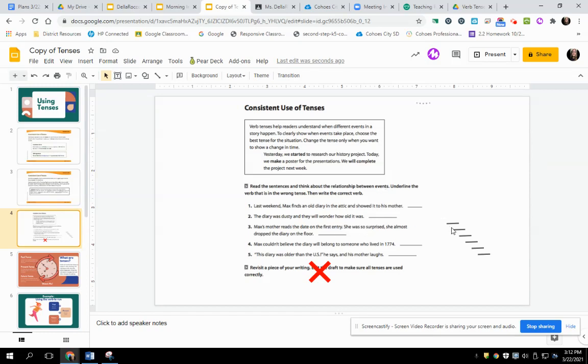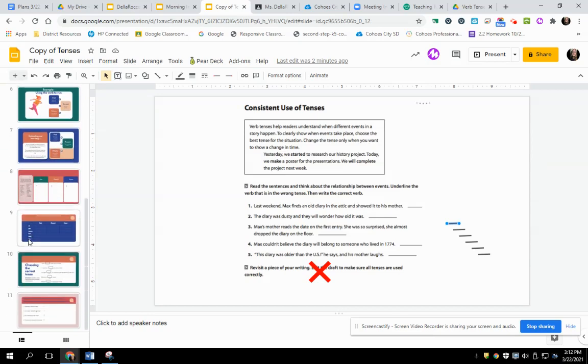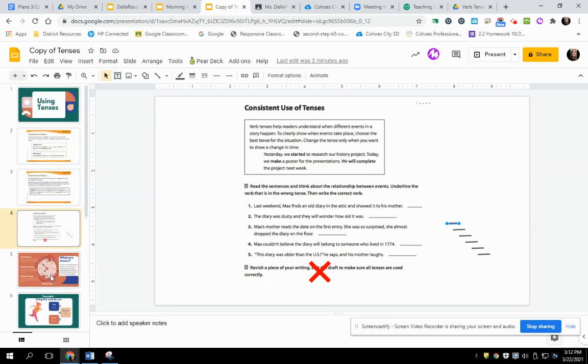So you click and drag these little underline lines to the verb that is incorrect. And then in this space here, you retype that verb to show the correct tense. After you do that, you're going to work your way through the rest of this assignment. Try your best. Thanks for watching.